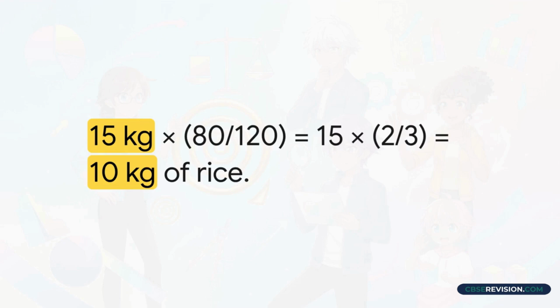This means we only have 2/3 of the students today. So we take our usual 15 kilograms of rice and multiply it by that fraction, 2/3. 15 multiplied by 2 is 30, and 30 divided by 3 is exactly 10. This simple math tells the cook to prepare exactly 10 kilograms of rice today. No extra food gets wasted.